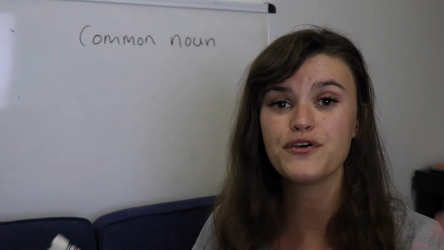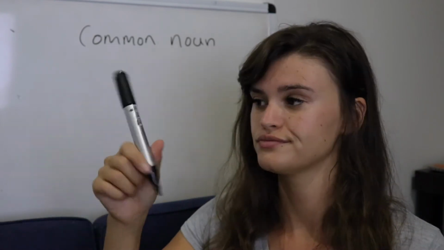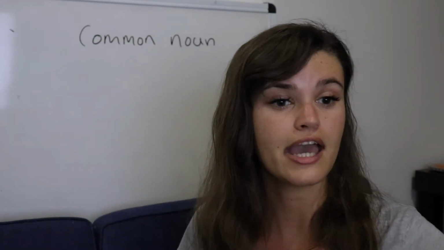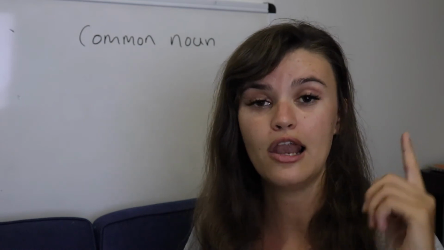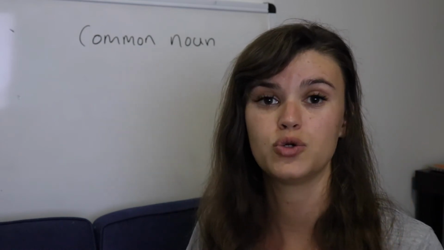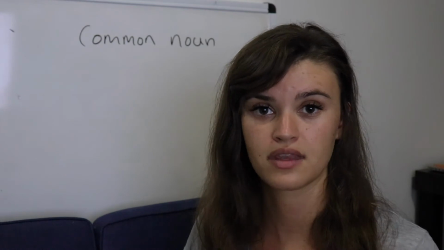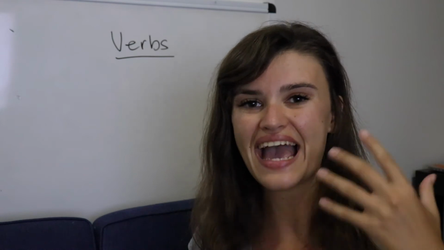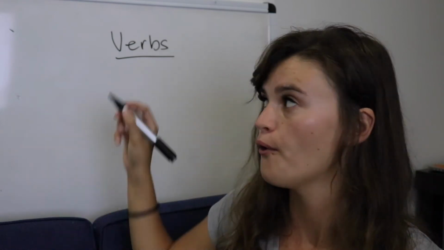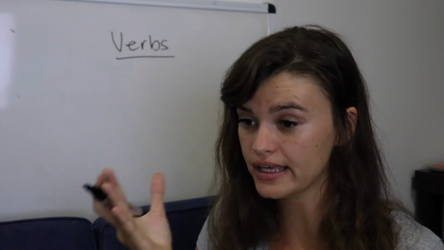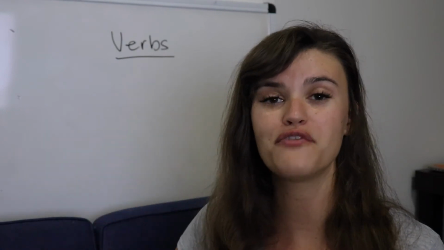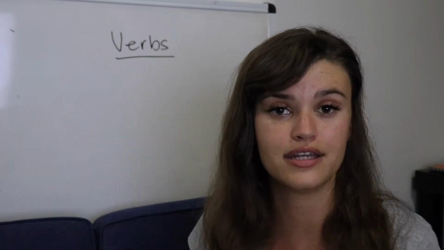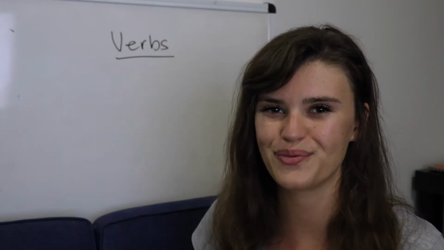Common noun is everyday objects. Marker, book, table, chair. Look at some of the things that are in your room right now. TV, phone. A verb is an action word. Writing, reading. It is the act of doing. If you are playing outside, playing is the verb.